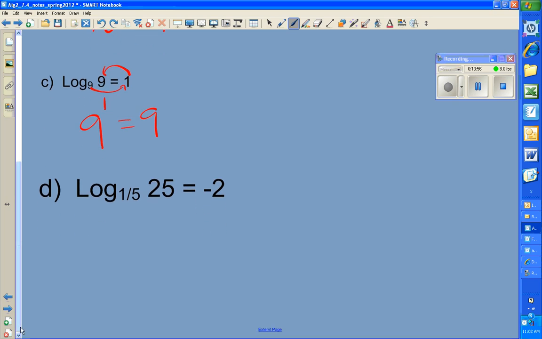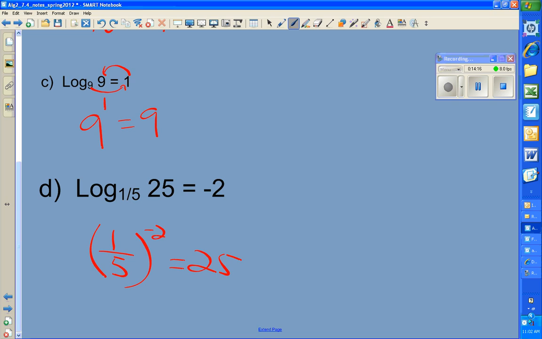Hannah, what about the last one? 1/5 to the -2 power is 25. And again, I'm not saying that this is a correct statement, which it is a correct statement. I'm just saying exponentially, that's what it's going to look like.